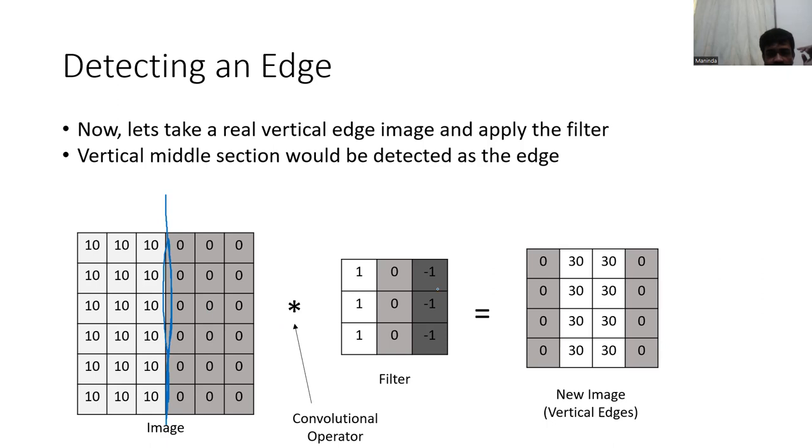In the filter also they have given some colors. For 0, this is the color. Minus 1 is much darker. Plus 1 is brighter, right? So 10 is much brighter than 1.